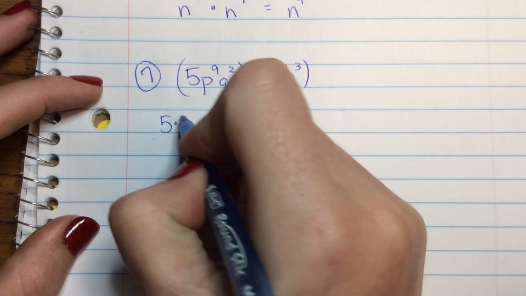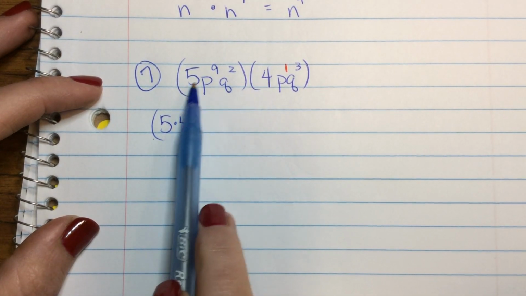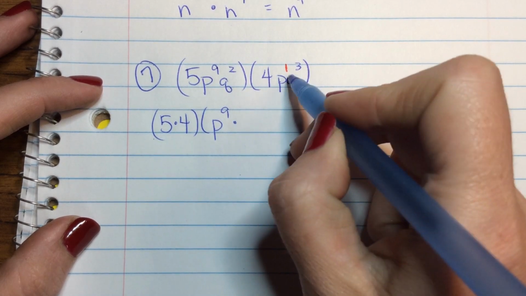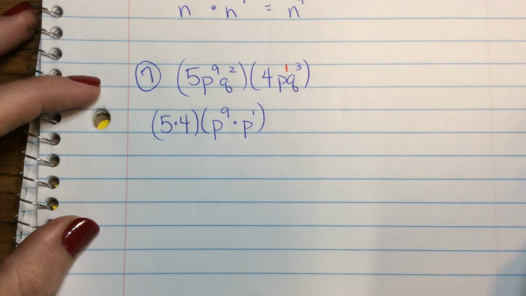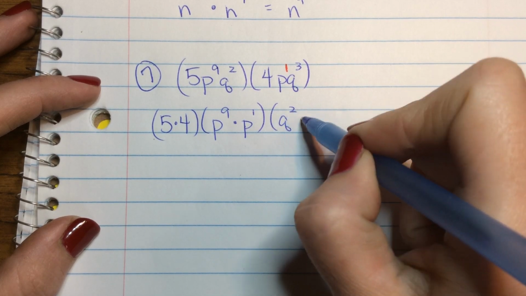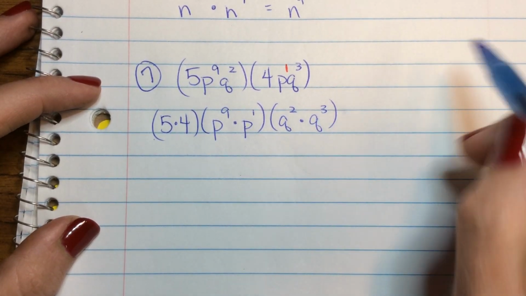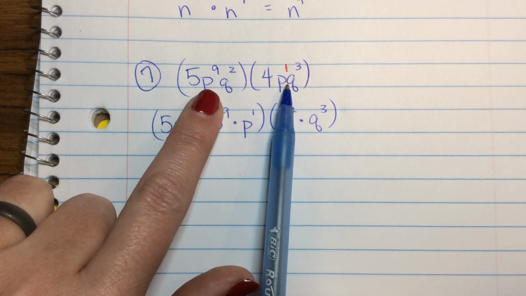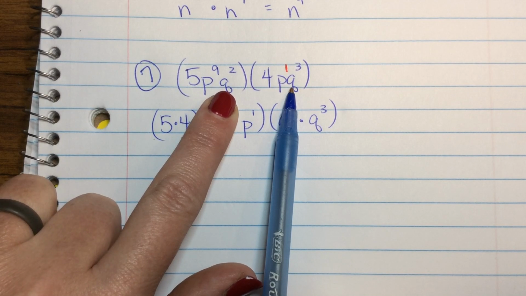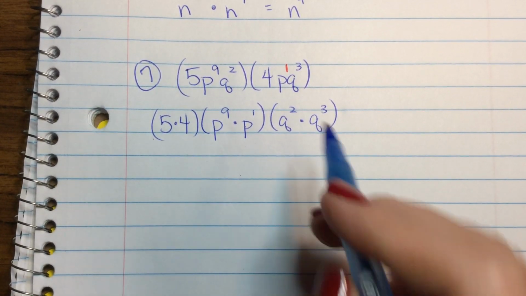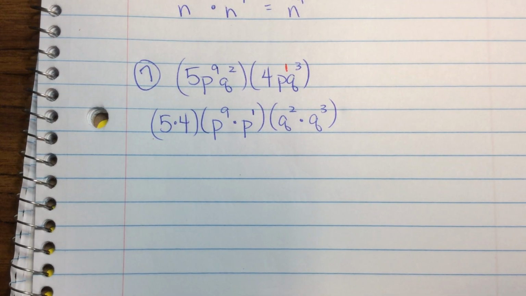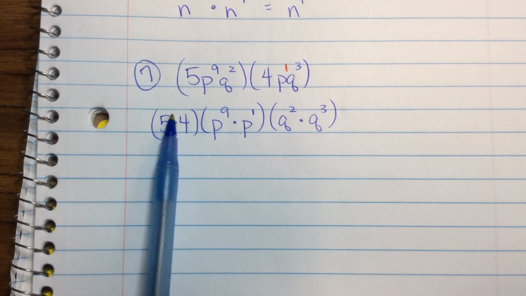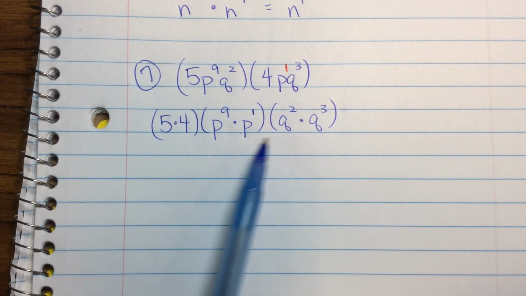I'm going to break it apart: the 5 times the 4, then we have P to the 9th times P to the 1st, and then we have q squared times q to the 3rd. So take a minute and look at that. We put our 5 and our 4 together, our p's together, and our q's together. Only put things that are alike together so that you don't confuse yourself. And I always separate my parts by parentheses, because parentheses still means multiplication.